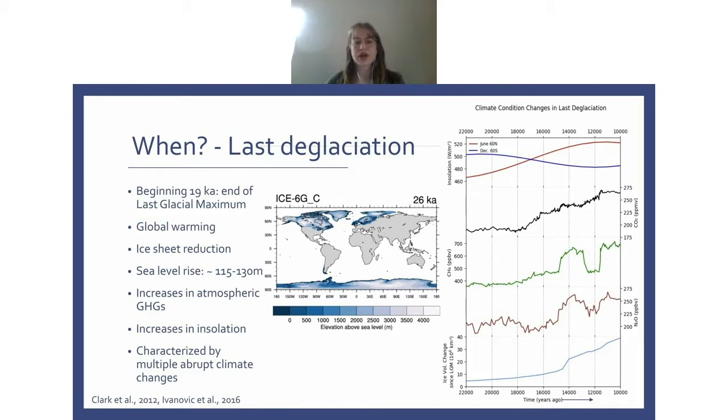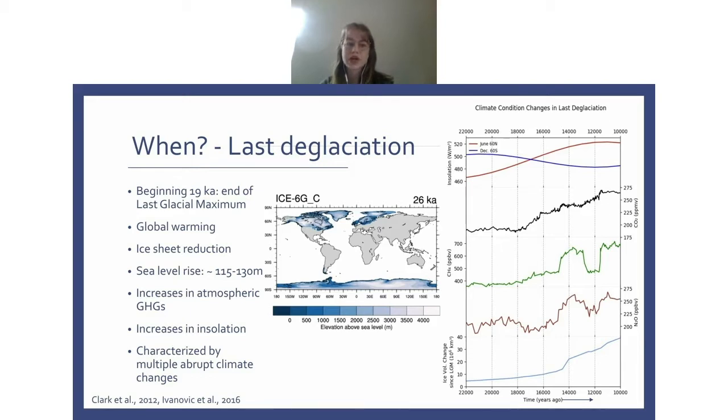As I mentioned, this is occurring in the last deglaciation, which began around 19,000 years ago, or at the end of the last ice age. You can see from the middle figure that at the last ice age, ice sheets were much more widespread across North America and Eurasia. Since then, there's been extensive global warming, ice sheet reduction to the present day ice sheets, sea level rise, increases in atmospheric greenhouse gases, and increases in insolation. You can see this in the figure on the right. All of these are the realistic boundary conditions that are going into the model simulations.